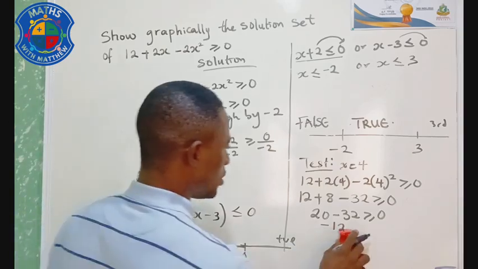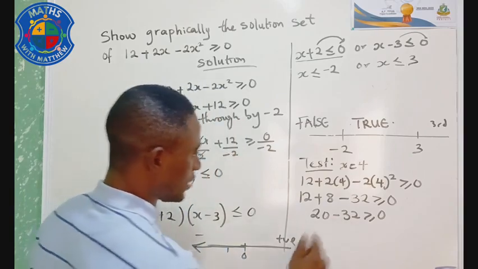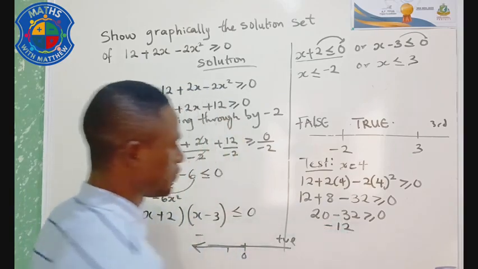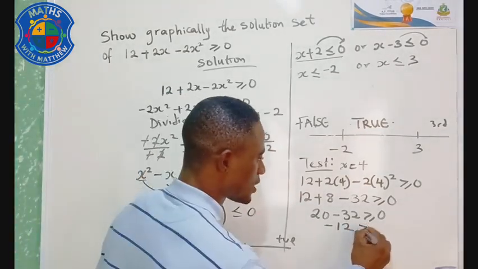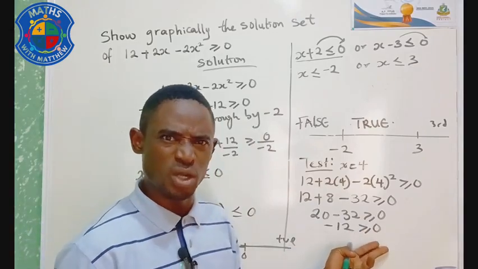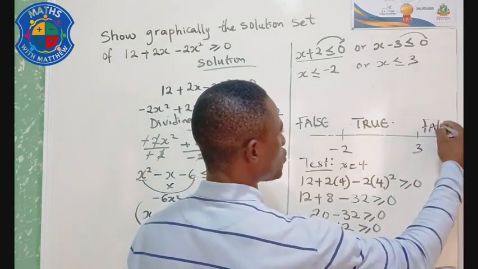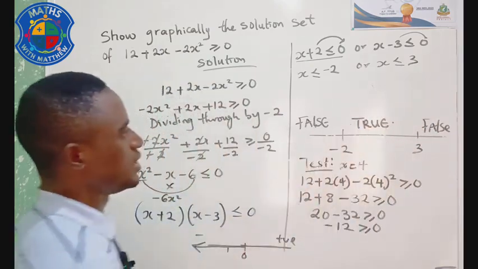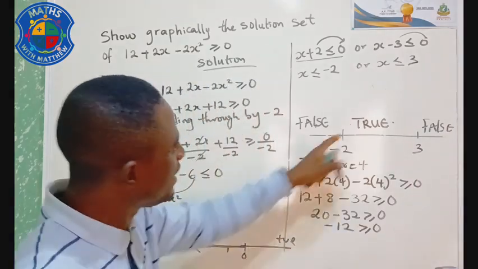No, sorry, I said minus 12. Yes, minus 12, right? We have minus 12. So minus 12 greater than or equals to 0. If you now look at it, is minus 12 greater than or equals to 0? No. This part is also false.